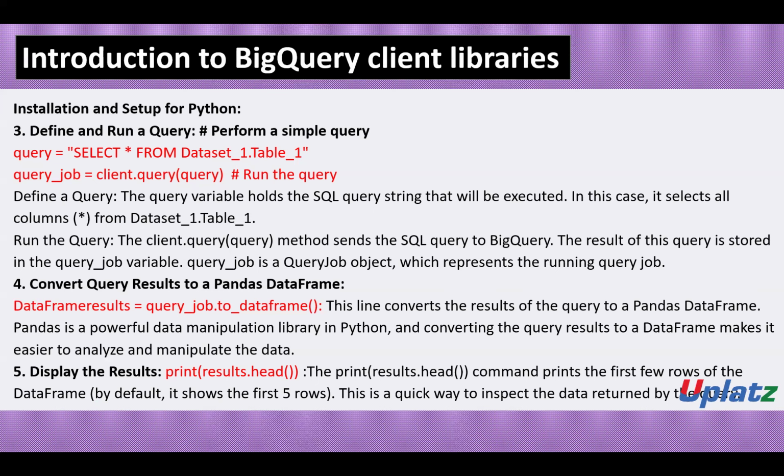We know that pandas is a powerful data manipulation library in Python, and converting the query result to a data frame makes it easier to analyze and manipulate the data. And finally, we are displaying the result with the help of print results.head. The print results.head command prints the first few rows of the data frame. By default, it shows the first 5 rows. This is a quick way to inspect the data returned by the table.